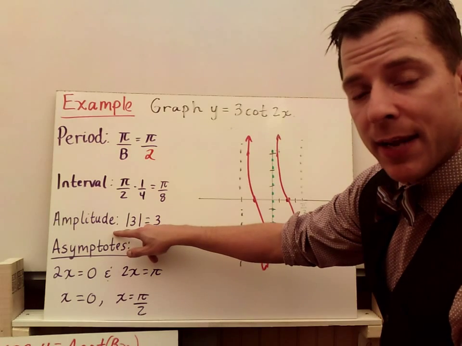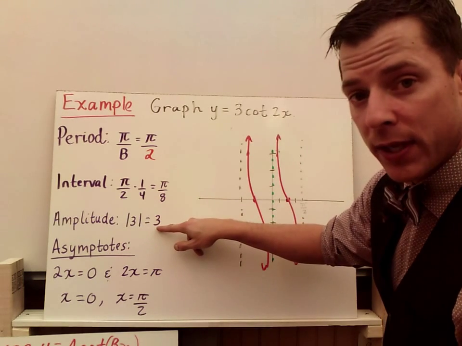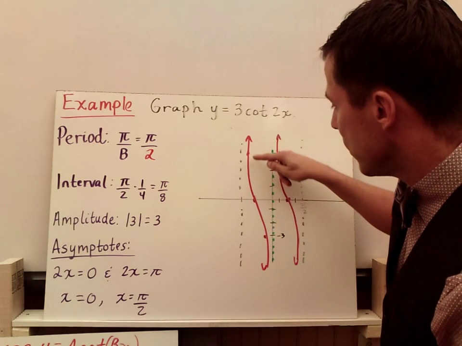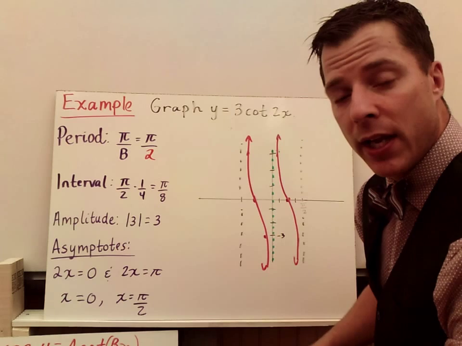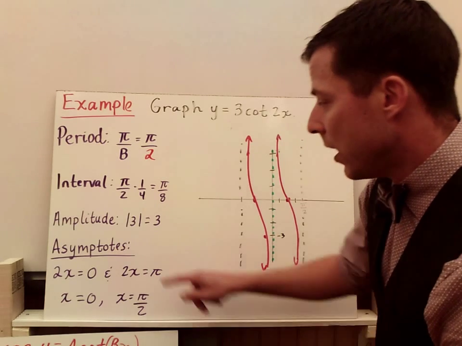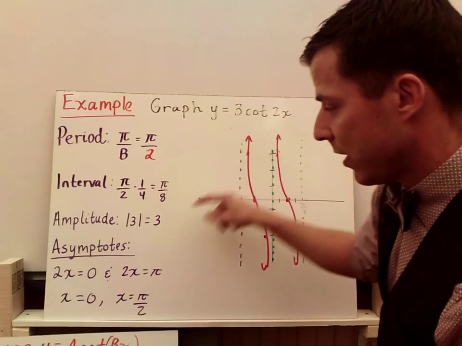The amplitude is the absolute value of our a value. Our a value is 3, so our amplitude is 3. So those are where those good points are going to come in, 3 and -3, that I talked about in the first part, the quarter and the three-quarter points. The other thing we've got to find are the asymptotes. So I set our bx minus c value equal to 0.